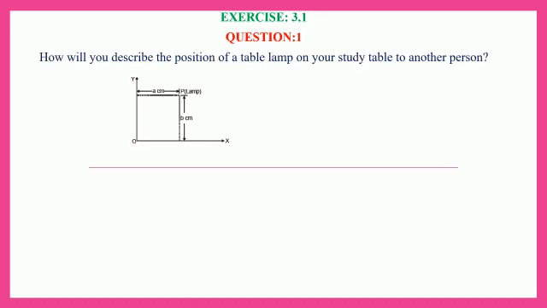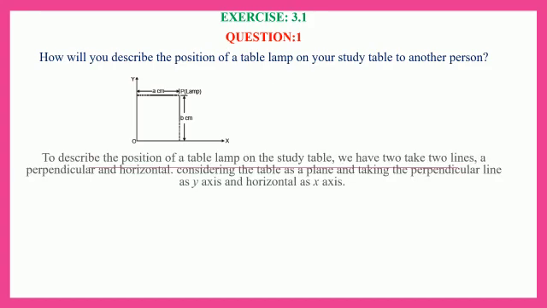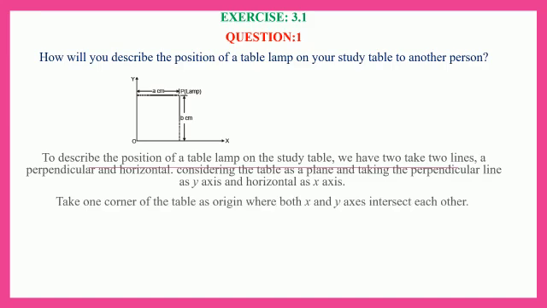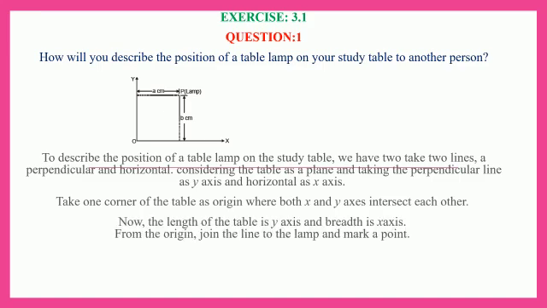First question. How will you describe the position of a table lamp on your study table to another person? Here we have to take two lines, one horizontal and one vertical. The horizontal line we can take as the x-axis and the vertical line as the y-axis. Both lines intersect each other at the origin, that is O. Then the length of the table is the y-axis and the breadth of the table is the x-axis.